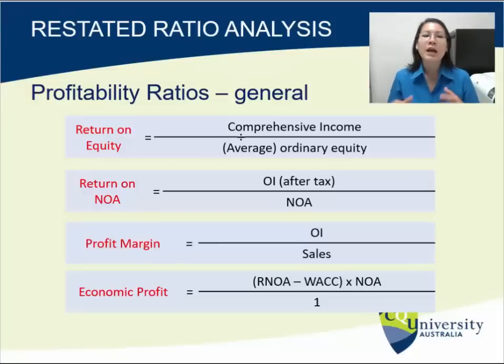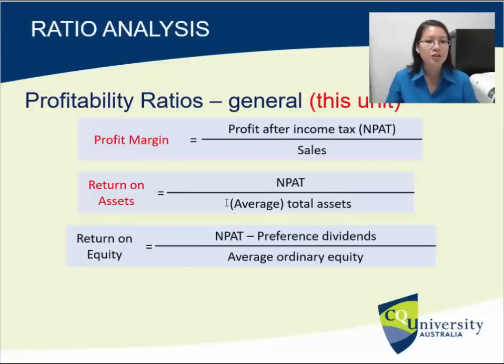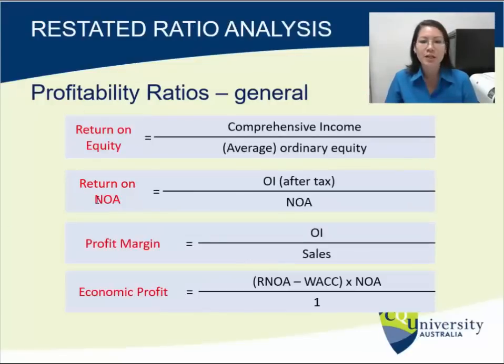So return on equity: how much return are you generating for your shareholders? We're looking at comprehensive income, dividing it by the average ordinary equity. So again, you want to see a higher figure here. Higher figure is more favourable. Return on net operating assets is the same as return on assets that we looked at in the profitability ratios on the first slide. So return on assets, again, looking at the return for the use of your assets. So for every dollar of assets, how much are you generating in profit? And that's the same concept with our restated return on net operating assets. How much profit or operating income are we generating from our operating assets? So again, you want to see a higher figure.